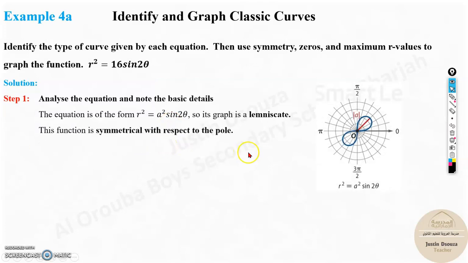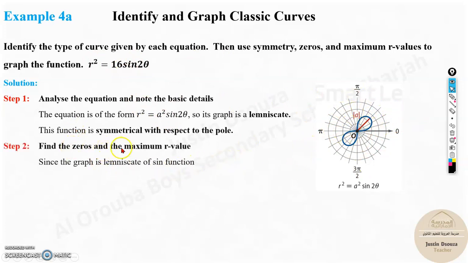Now over here, it is symmetrical with respect to the pole. See over here, this is the pole, so it's symmetrical over here. And this is a lemniscate. What else can you know? This is the standard form, it's always like this, but this is not the graph for this one, because when we make the table of values and graph, the graph will be different.